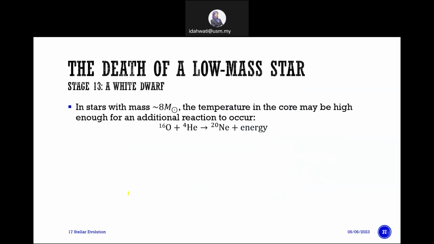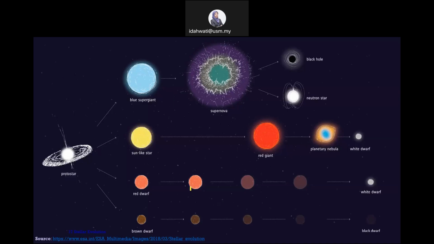However, helium white dwarfs are usually produced in binary systems. So this is another reaction that happens in stage 3. This is a nice diagram of the evolution of the white dwarf. From protostar, sunlike star, we have the red giant, planetary nebula, and then white dwarf. Then we also have the red dwarf evolving to a white dwarf, and from the brown dwarf to the black dwarf.